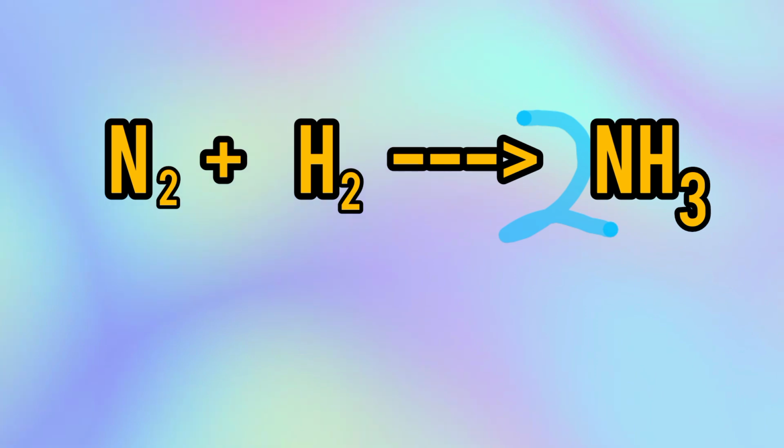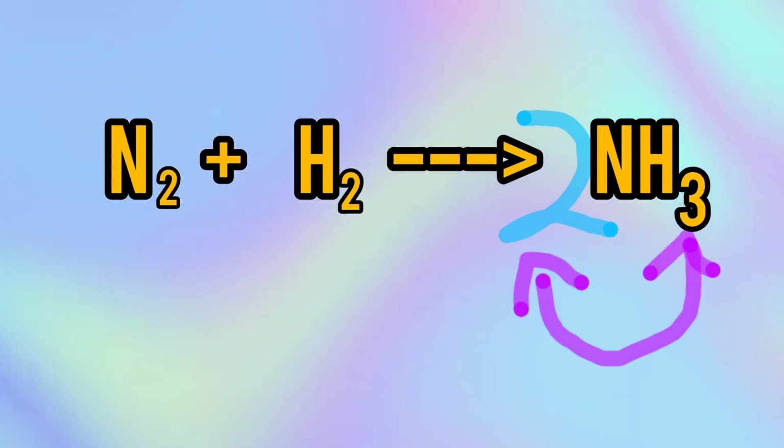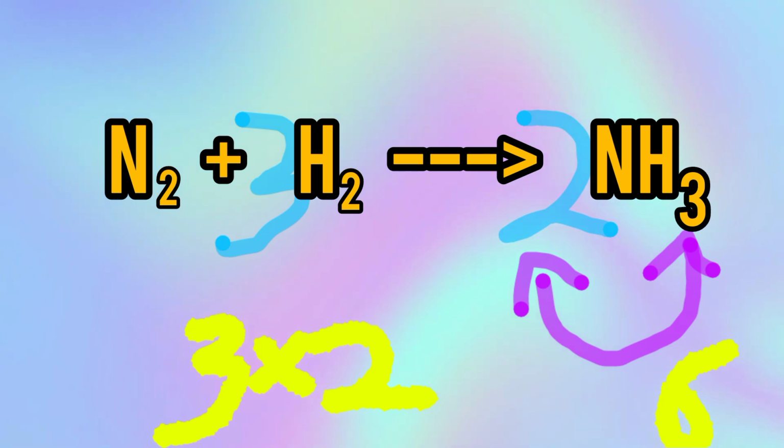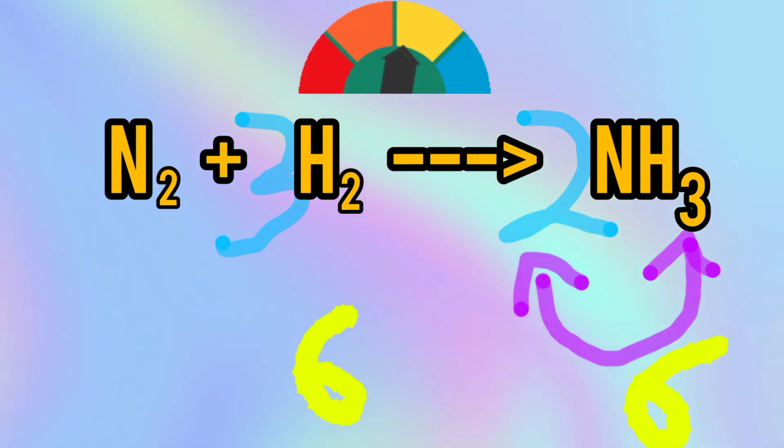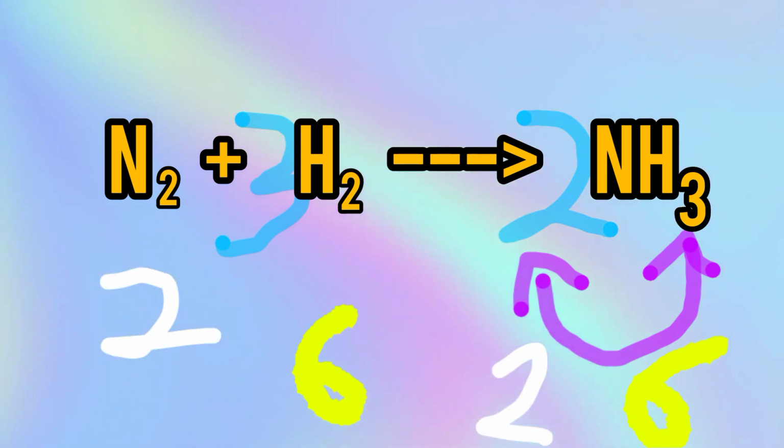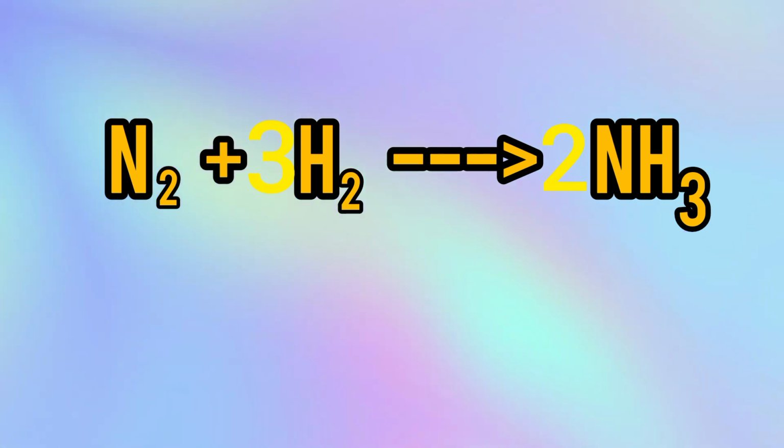No. On the product side we have 3 times 2, making 6 atoms of hydrogen, and on the reactant side we have 2 atoms of hydrogen. So what do we do to 2 to make it 6? We multiply by 3, right? When you multiply the 2 by 3, we have 6 hydrogen atoms on the reactant side, which makes it balanced. So our equation is now balanced.